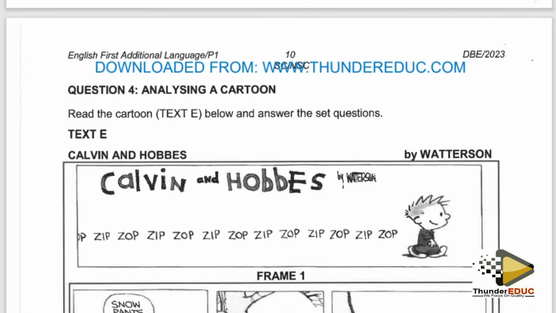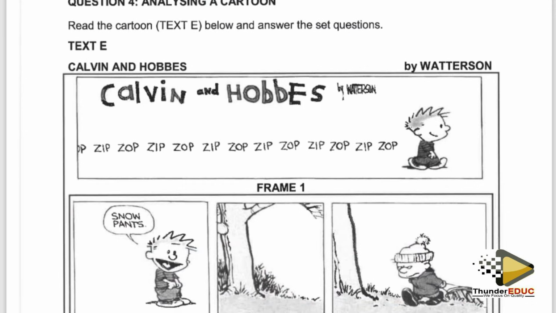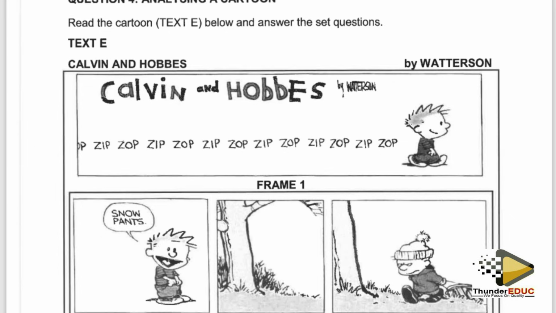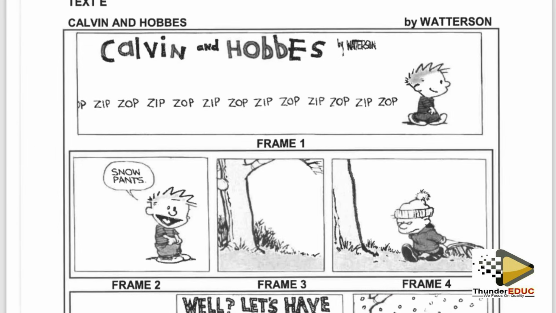Our cartoon was Calvin and Hobbes, our favorite, by Watterson. We are starting off with the title. No, I'm sorry. We're starting off with the title. There's zip, frame 1. It's elongated, as we can see, starting here and ending there. And then we have zip, zop, zip, zop, repeated in that frame. And then we have frame 2, snow pants.